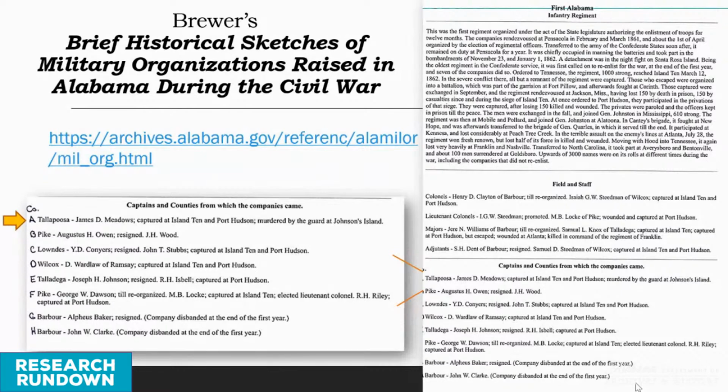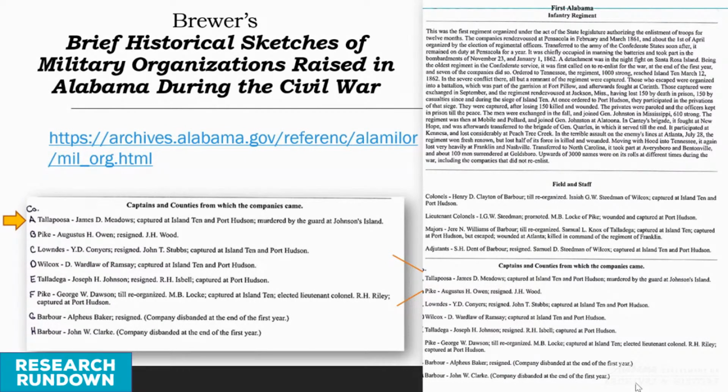Each entry for a regiment includes a brief history of the regiment's Civil War organization and action, as well as a list of captains and counties from which the companies came. These companies are listed in the order of regiment organization. So if you look at a list of the companies, you can count down A, B, C, D, and know that Company A was organized in Tallapoosa County, Company C was organized in Lowndes County, etc. I have handwritten the company letters on the image to the right to illustrate how this works.